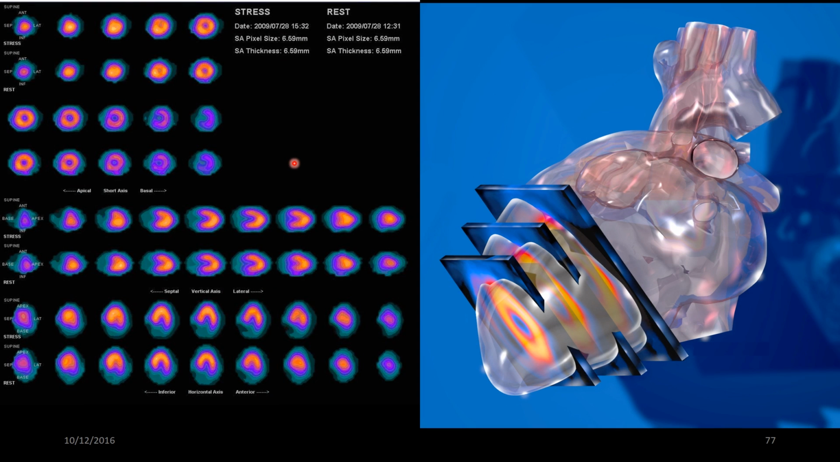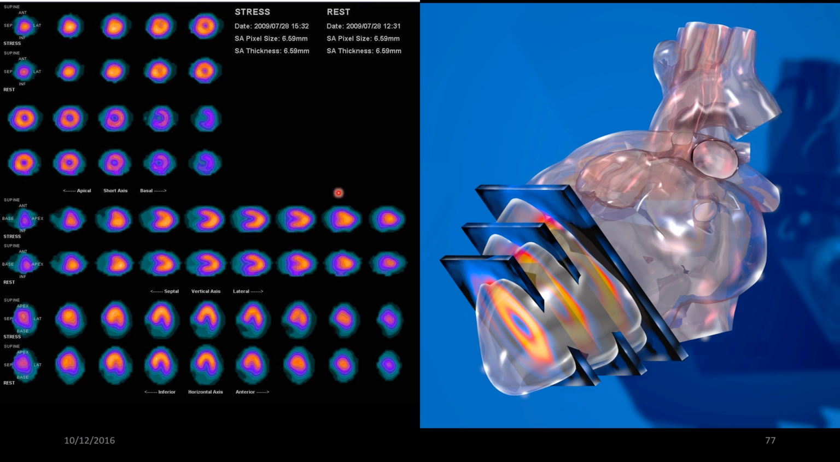Nuclear medicine can also be used to look at the heart. I was saying it's good for looking at function, and these images are looking at the function of the heart. And this image here at the side shows you what we're kind of seeing. So we've got the heart, and we're taking some slices through the heart.